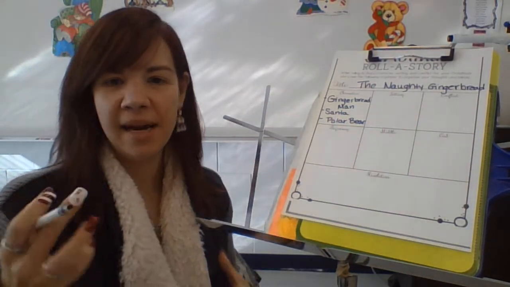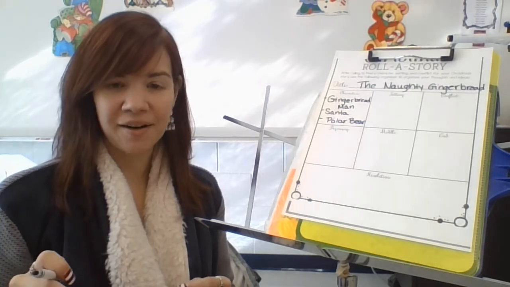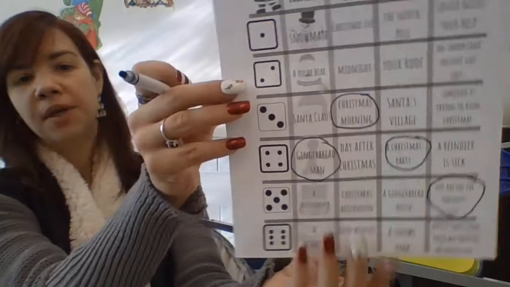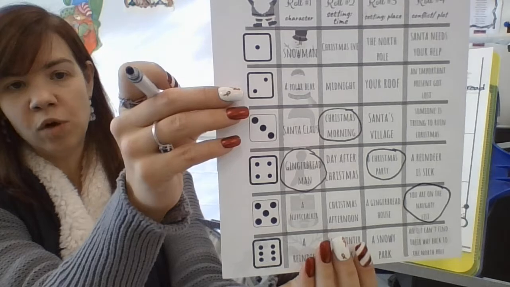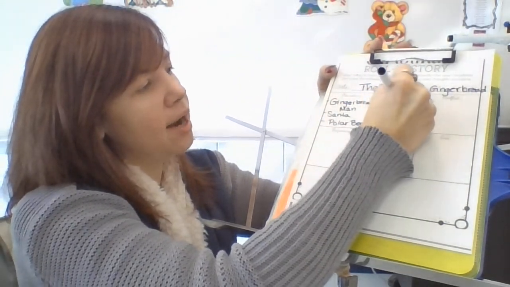You can have as many characters as you'd like, okay? But these ones are the main characters. So you can add little ones throughout the story, those secondary characters, but these are the main characters that will appear in your story. Okay, the setting. We already know our setting because we rolled it. So mine was Christmas morning at a Christmas party. So I don't have to do anything but fill in what I already rolled.